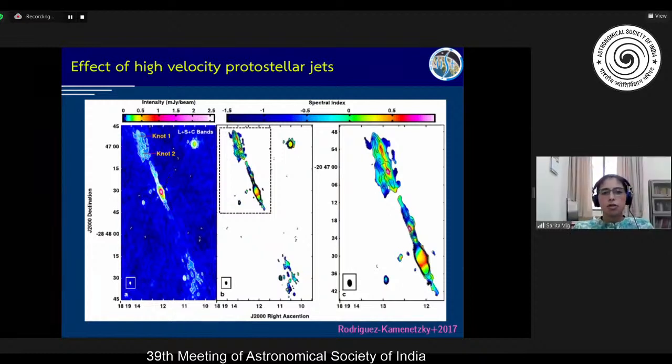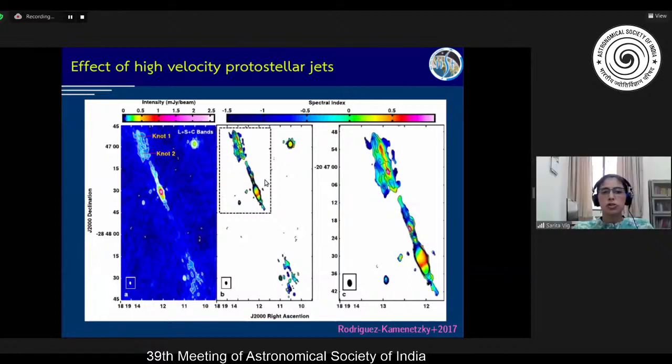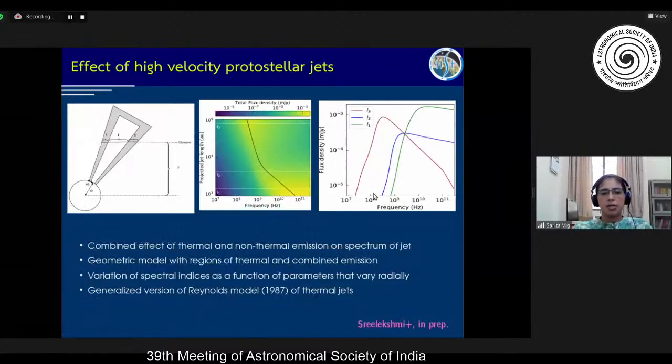So the effect of the protostellar jet: where is the non-thermal emission being produced? With VLA, at very high resolution, Rodriguez, Kamenetsky and others had actually imaged this, and this is the spectral index map, which indicates that the non-thermal emission is towards the edge, not only towards the terminal shocks, but also towards the edges where the jet interacts with the ambient medium.